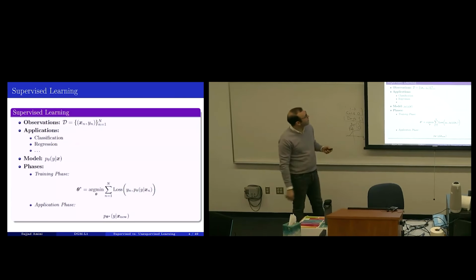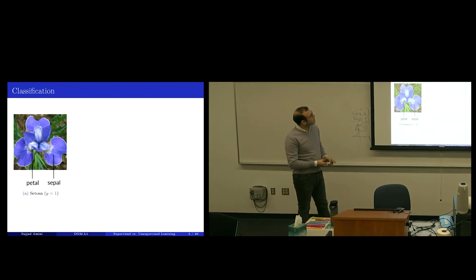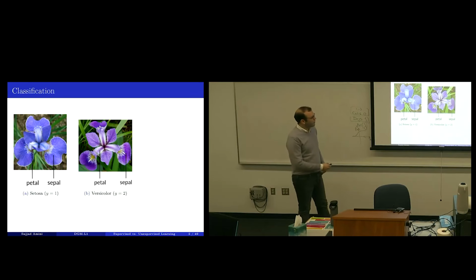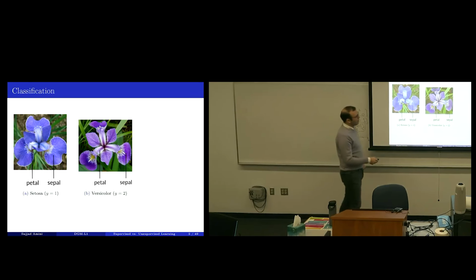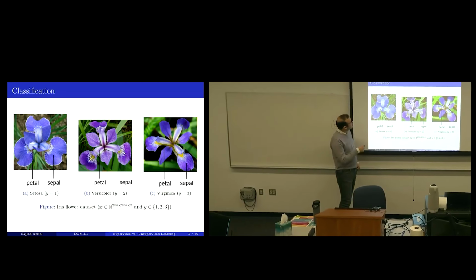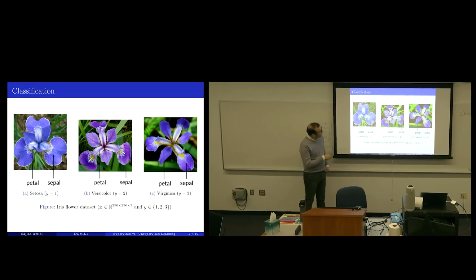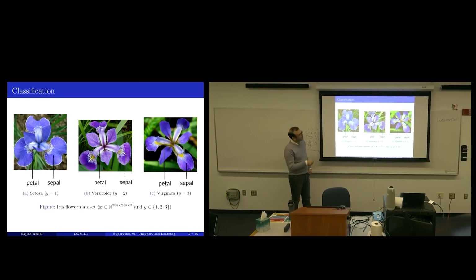Okay, this is supervised learning. What is an example of supervised learning? You are all familiar with the iris data set. It has 3 types of different flowers: setosa, versicolor, and virginica, and they differ from the perspective of sepal and petal length and width.